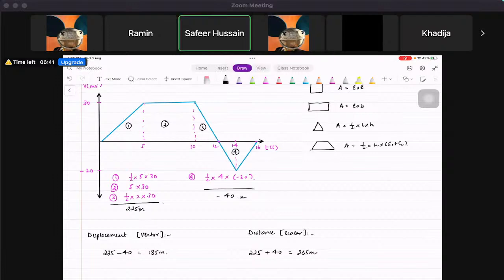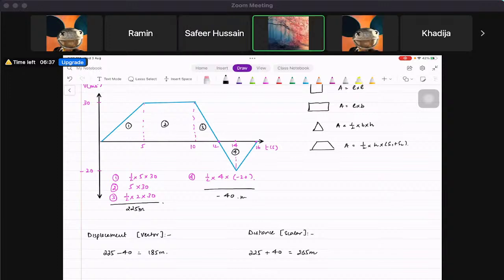Yes, sir. Ramin is sharper, you can use the trapezium. It would give you the same answer. Doesn't matter. You want me to use the trapezium area? Yes, sir, I did that. It's the same answer. Yeah, it will give you the same answer.